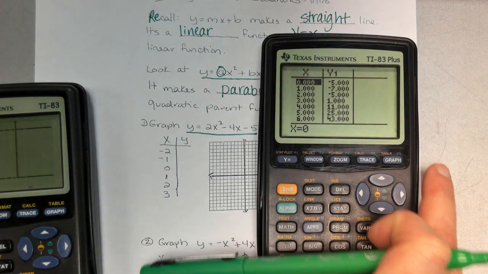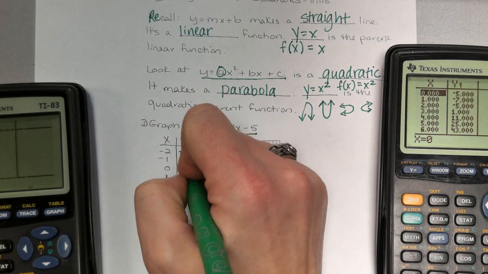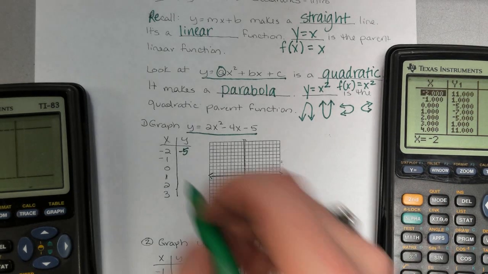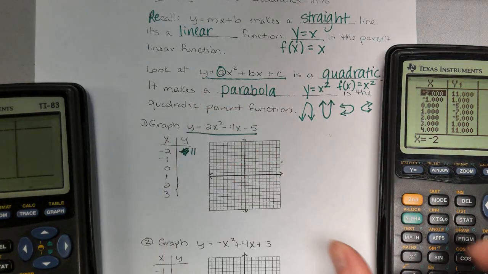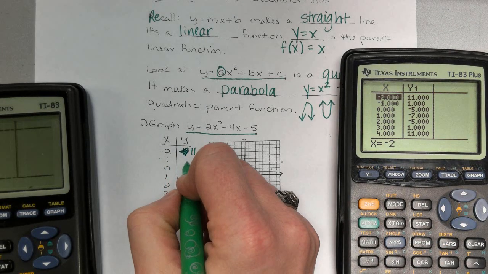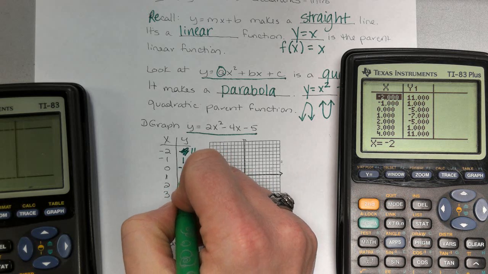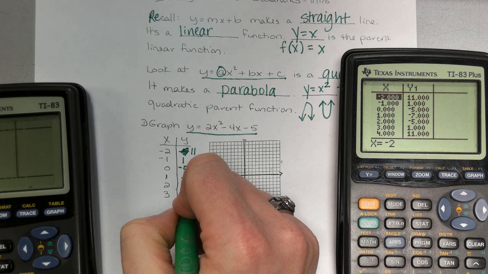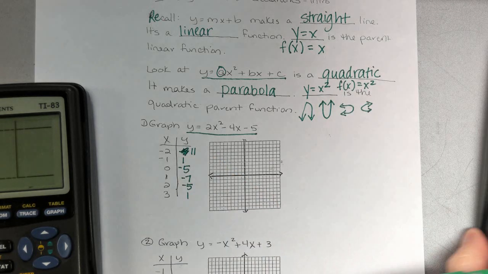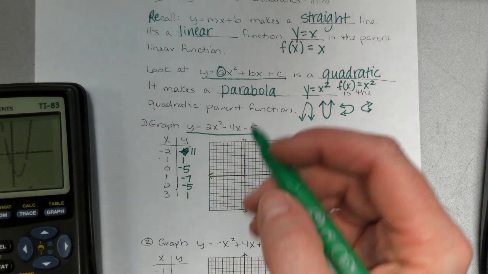Okay. Negative 5 at, oh wait, excuse me. That's not right. At negative 2, it's 11. Okay. At negative 1, it's 1. At 0, it's negative 5. At 1, it's negative 7. And at 2, it's negative 5. And at 3, it's 1. Okay, so now we could plot this, and we could graph this parabola.